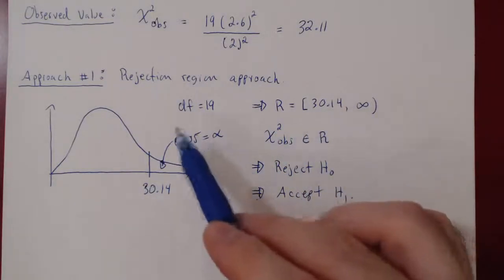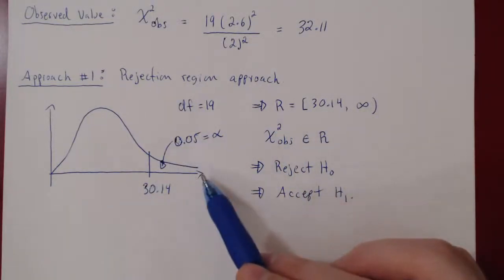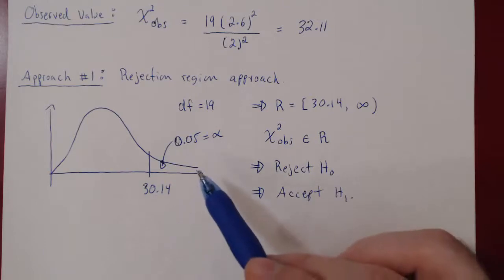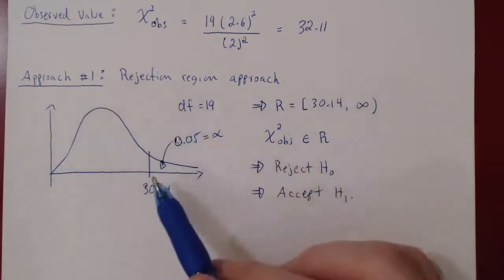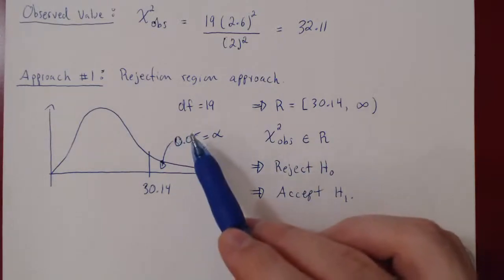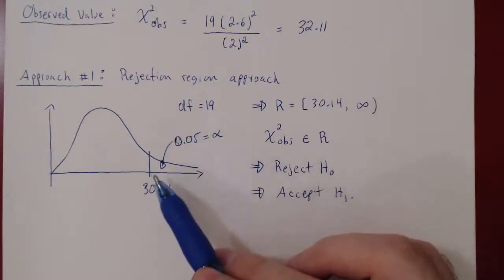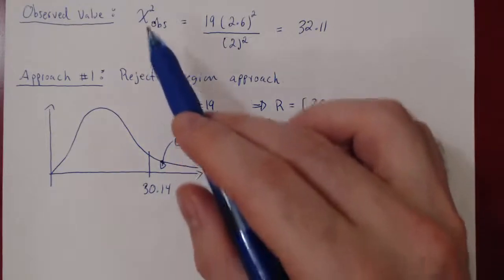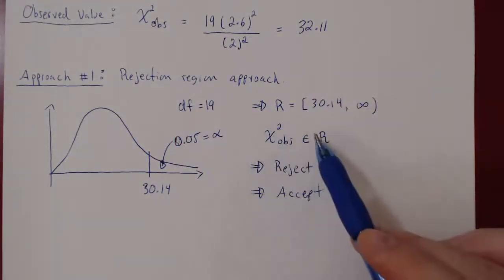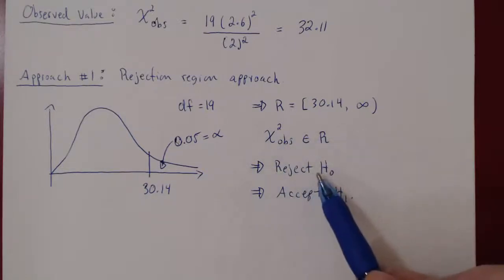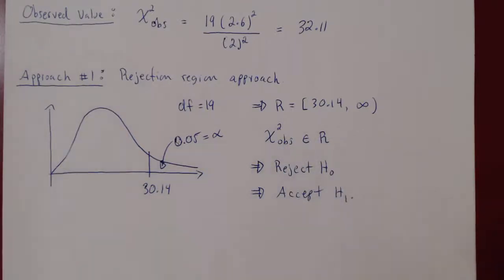The region contained the larger 5% of values. So if H0 really was true, the probability of observing a chi-squared value inside of this interval would be 5% or less. So this is a really unlikely event, and we have observed such an event. This is so unlikely that we reject H0 and therefore accept H1.